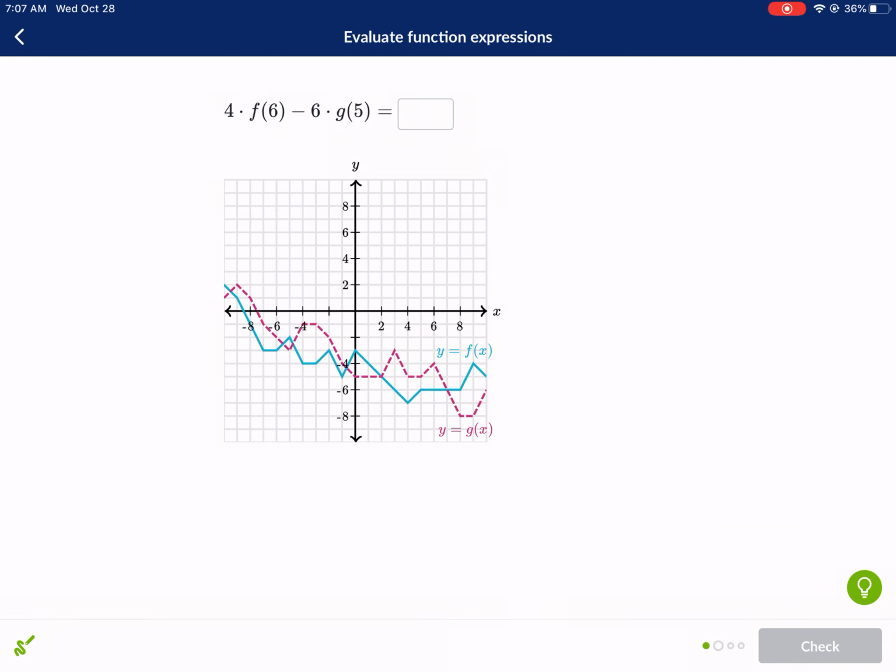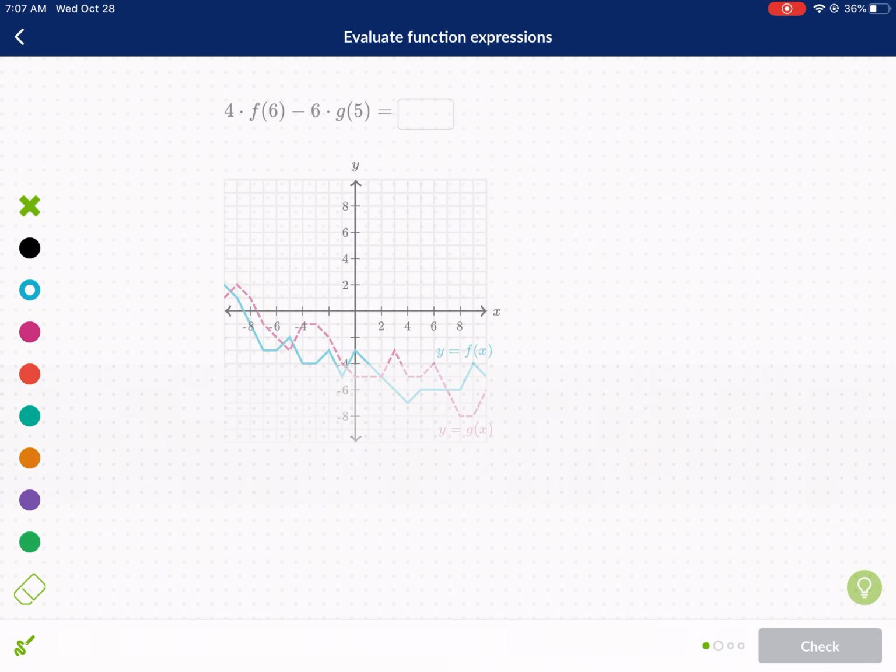Okay, this one looks a little bit more complicated, but it's really not. We just need to break it down into the 2 components. We have our blue box here, and then we have our pink box. Okay, so let's start with the pink box again. So we're trying to evaluate this at x equals what? We're going to evaluate this at x equals 5.